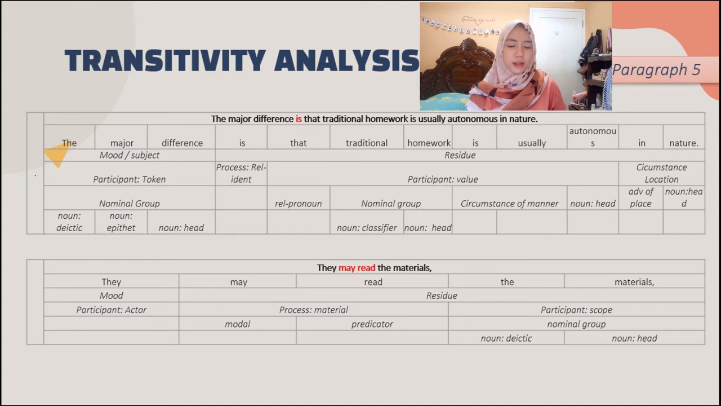The next clause, still in the same paragraph: they may forget much of the information. They is a mood or subject, may forget much of the information is a residue. From this clause, we know that the process is mental, and because it is a mental process, the participant sensor is they, and much of the information is a participant phenomenon. They is a pronoun, and may forget is also a verbal group, which consists of modal and a predicator. Much of the information is a nominal group: much of is a noun of numerative, the is a noun of deictic, and information is a noun of head.